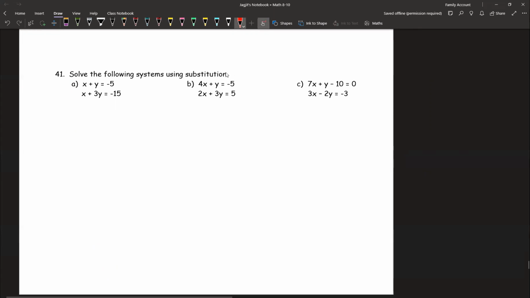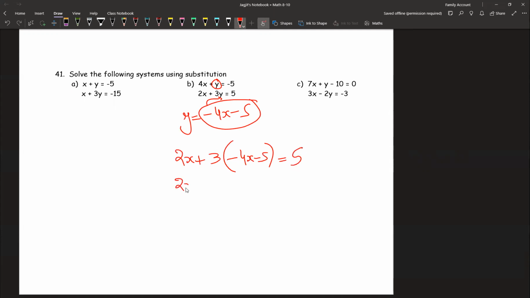Okay. On the b part, I'll isolate this variable y. So we'll move 4x to the other side, become minus 4x minus 5. And then we're going to take this and substitute that for y into the second equation. So that becomes 2x plus 3y, where y is this. And that is equal to 5. So you get 2x minus 12x minus 15 is equal to 5. 2x minus 12x is minus 10x. Move the minus 15 to the other side. 5 plus 15 is 20. So x is 20 divided by minus 10, which is minus 2.